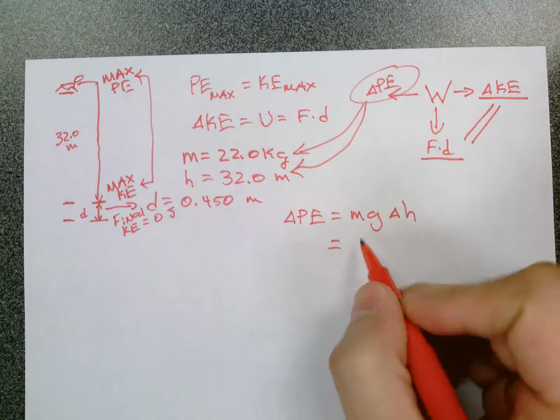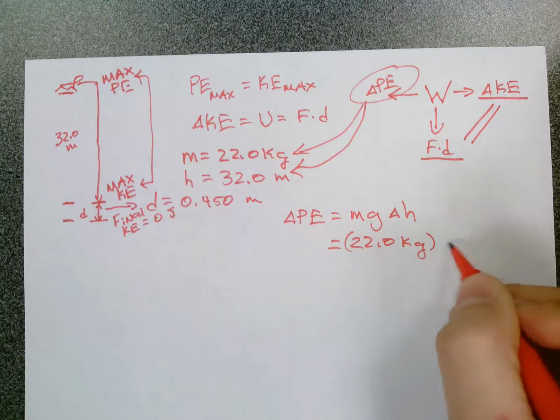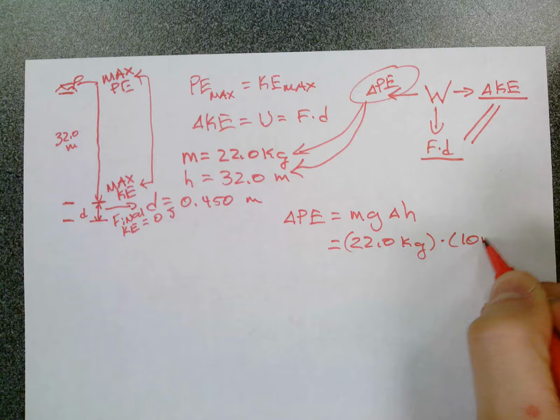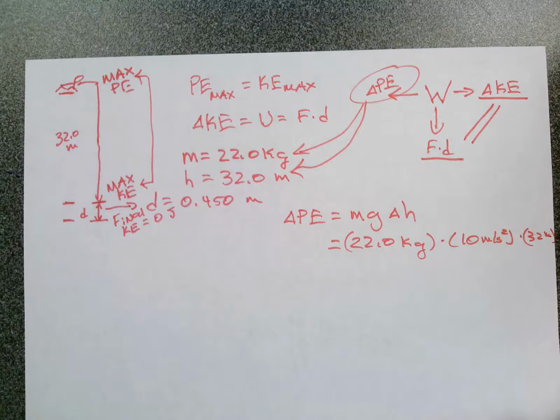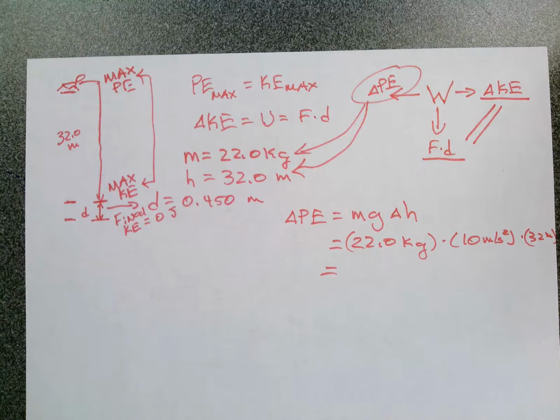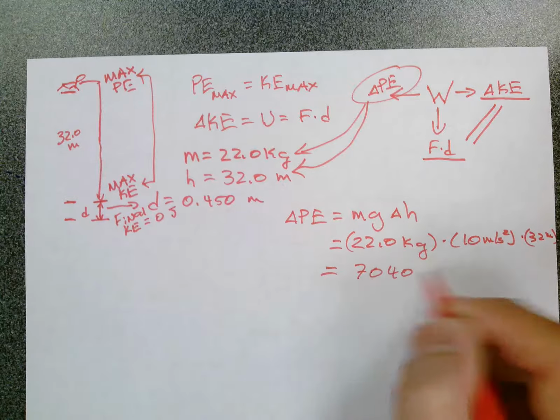So that equals 22.0 kilograms times, we'll use 10 meters per second squared, times 32 meters. Sorry, that's small. When you multiply all of this out, you should get 7,040 joules.